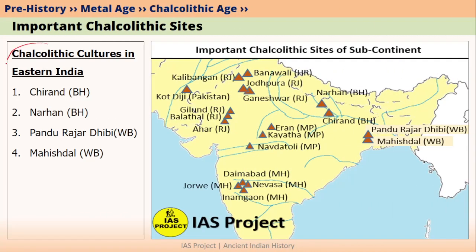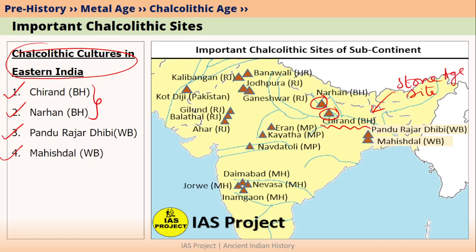We also have Chalcolithic cultures in Eastern India. Some of the important Chalcolithic sites in Eastern India are Chirand and Narhan, which are both located in Bihar. And in West Bengal, we have Panduraja Dibi and Mahishdal. So you can see Narhan over here and Chirand is over here. We already talked about Chirand because it is a very important Stone Age site. In case of West Bengal, we have Panduraja Dibi over here and Mahishdal over here.